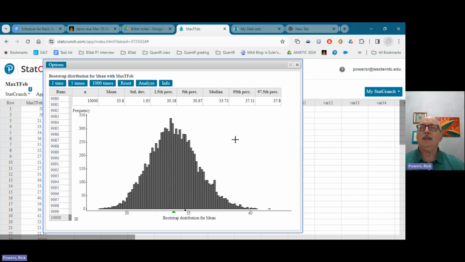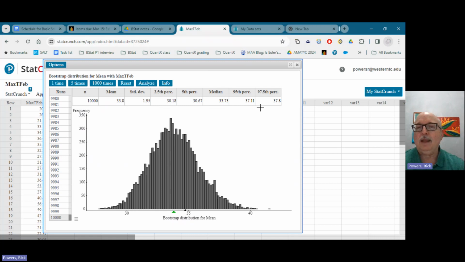And we have, if it's 95%, then we have 2.5% to the left and 2.5% to the right. And so what we're looking at here is this number, 30.18, is on the left side. This number, 37.8, is on the right-hand side. So these are the numbers we use for the 95% confidence interval.